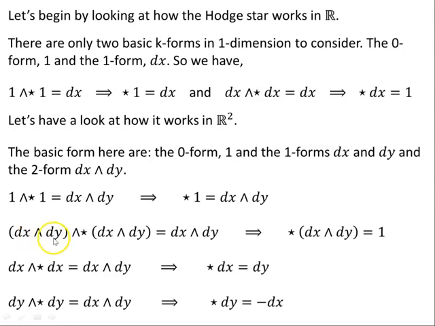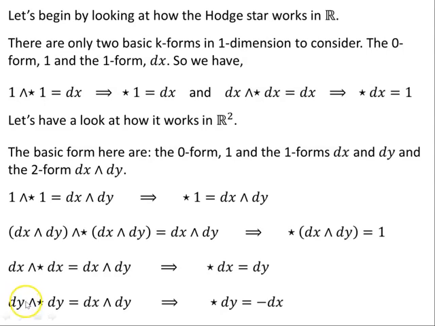Now, dx wedge dy, the 2-form, wedged with the Hodge star of that 2-form is dx wedge dy, which implies that the Hodge star of the 2-form dx wedge dy is 1, because this wedged with 1 gives us this. Keep going. So we have over here dx wedge Hodge star of dx is equal to dx wedge dy. That implies the Hodge star of dx is dy. And then just watch the next one carefully.